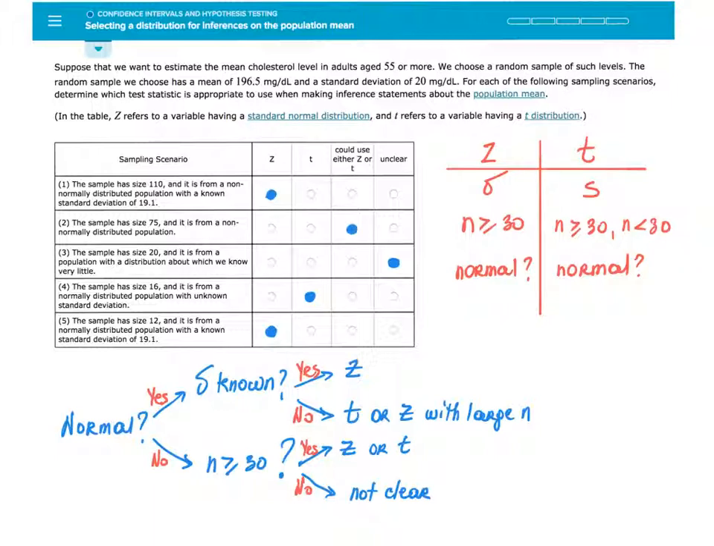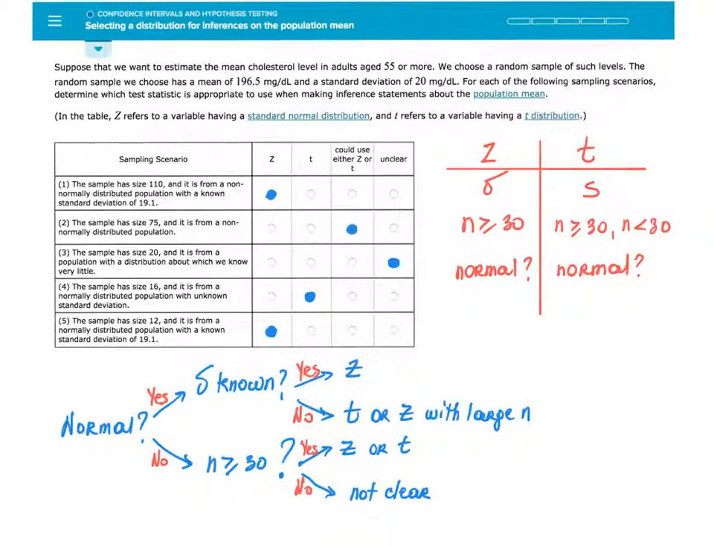Scenario number 4. The sample size is 16 and it is from a normally distributed population with an unknown standard deviation. Small sample size, unknown sigma, but normally distributed population points towards T, because if I have a sample I can always compute S, and normality is there to allow me to use even a small sample. So this time we choose T.